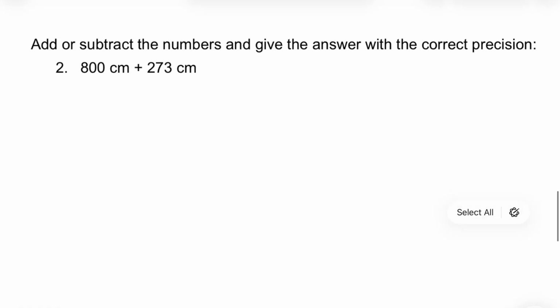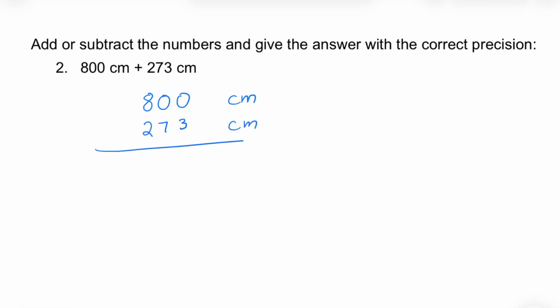Question number 2, we're going to add 800 centimeters to 273 centimeters. So again, I'm going to set this up vertically. So we had 800, we're going to add that to 273 centimeters. If we add those two together, we can put them in the calculator, or we can just do this by hand. It would give us 1,073 centimeters.